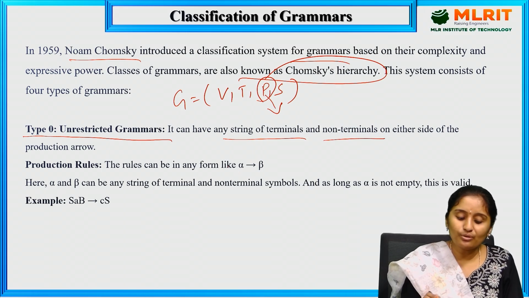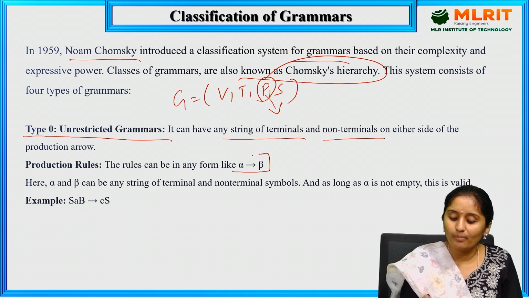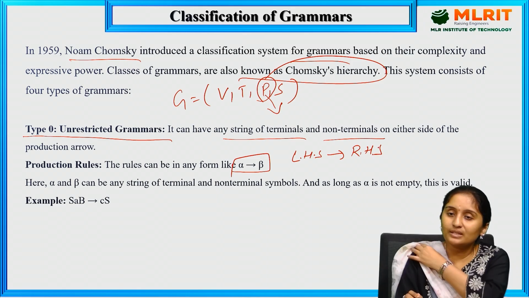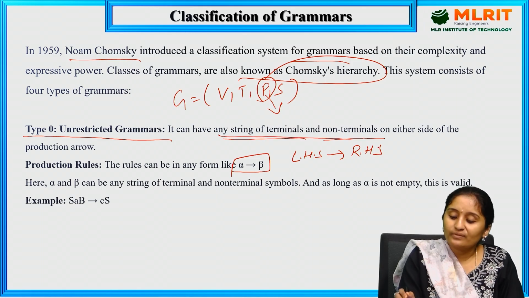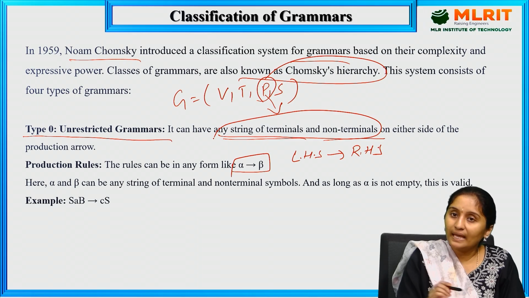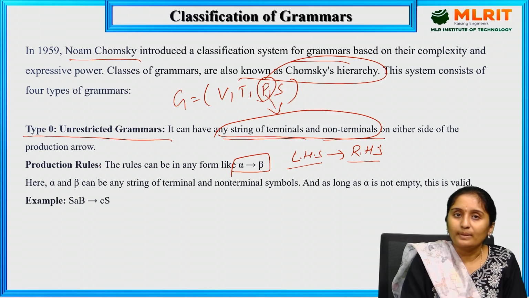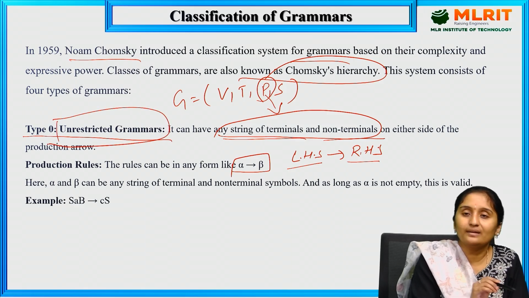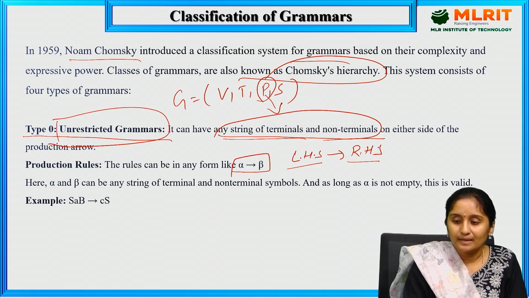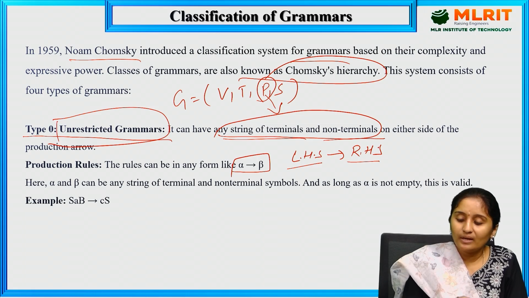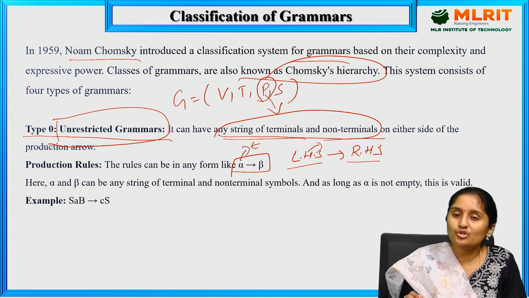Let us assume the production rule is in the form of alpha produces beta, where alpha is the LHS and beta is the RHS. Here we can have any string of terminals and non-terminals, any number of them on both sides. Then we call it a type 0 grammar, also called unrestricted grammar. The only thing to keep in mind is that alpha should not be empty, that is, the LHS should not be empty.